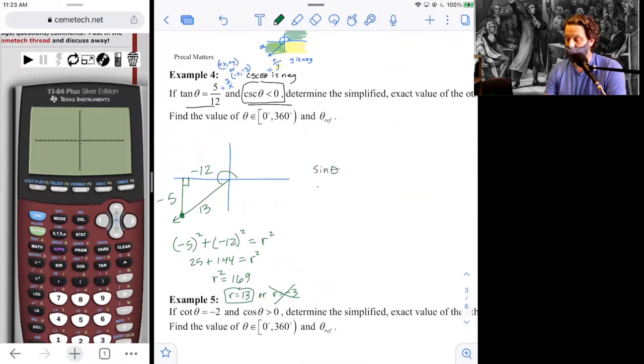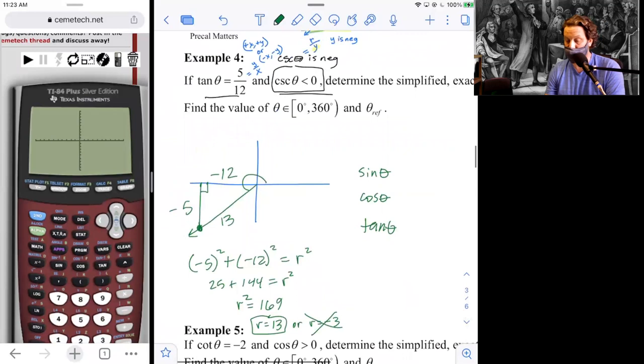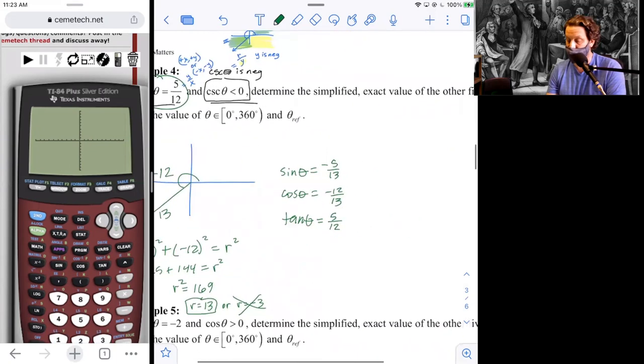Sine of theta, cosine of theta, tangent of theta. Let's list those first. I'm not going to write out the definitions this time. Sine is y over r, so that's negative 5 over 13. Cosine is x over r, that's negative 12 over 13. Tangent is y over x, that's negative over negative, so it's positive 5/12. Is that what they gave us? Yep, so we verified. Now we do the reciprocals.